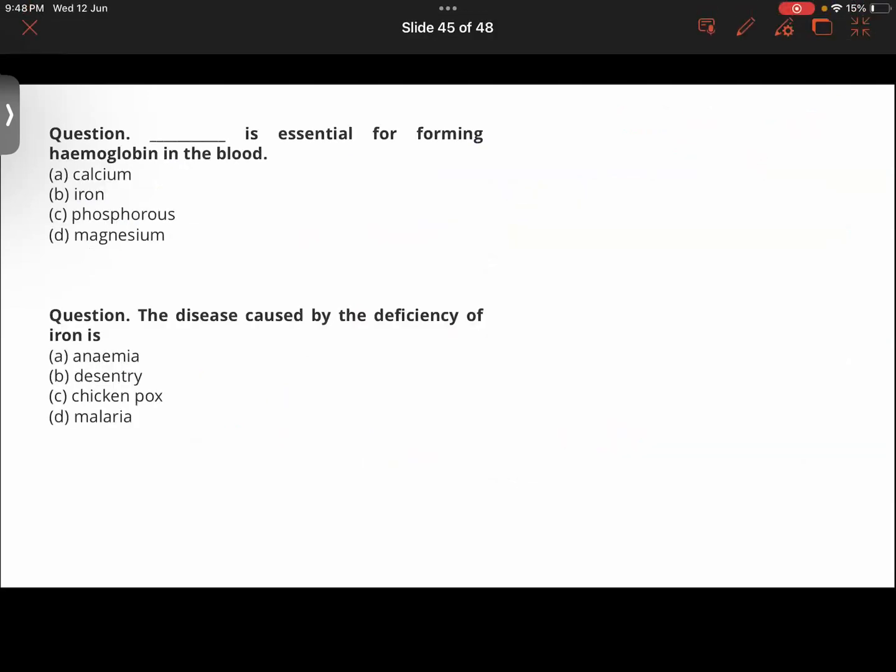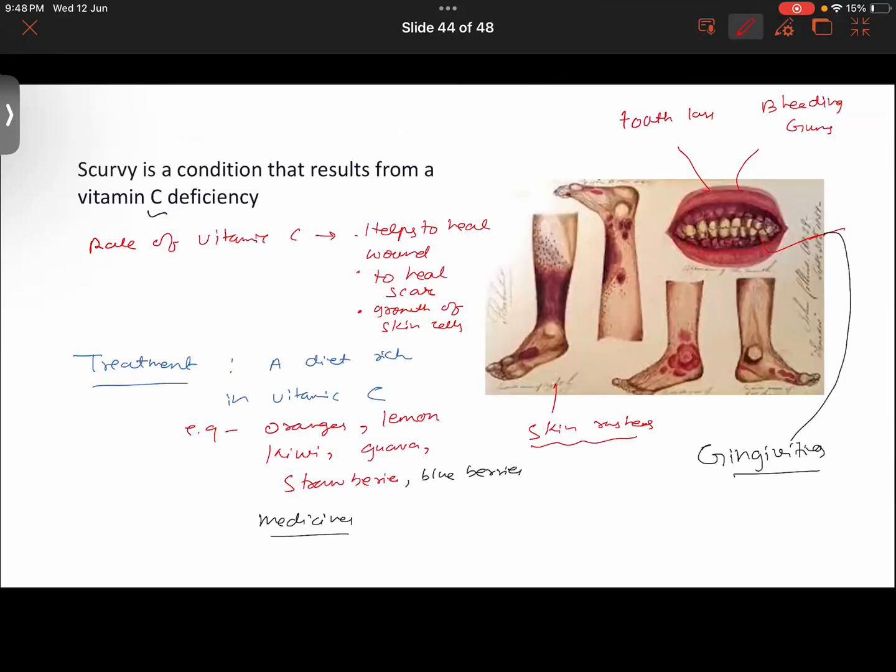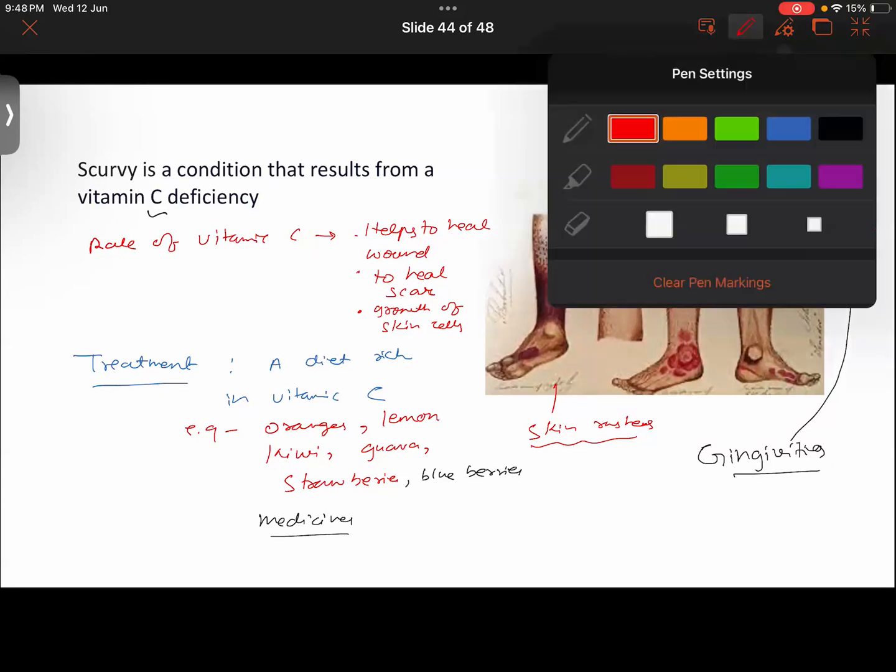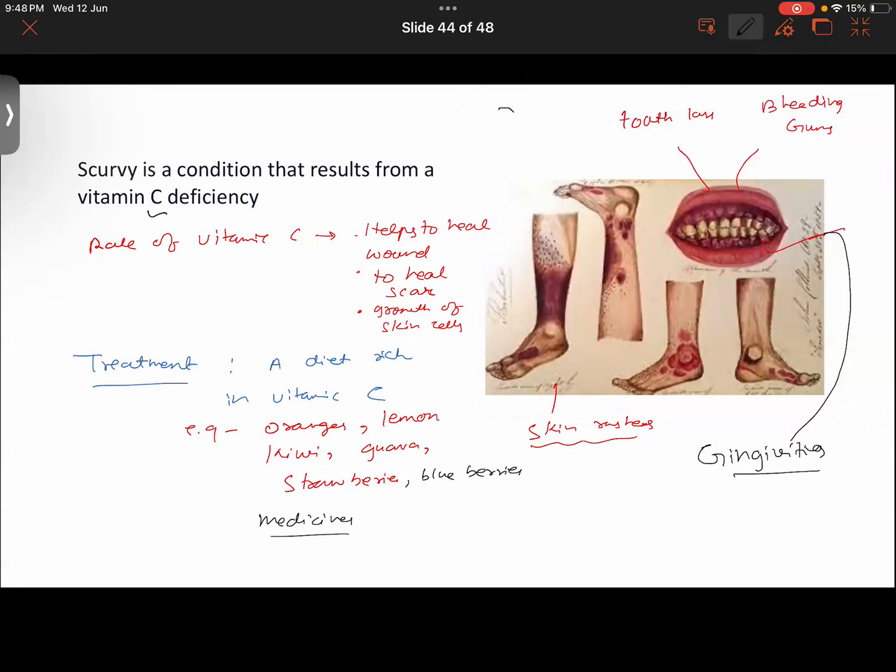Hope you're getting it. Sir, can you say what is scar? Okay, what is scar? See, basically the thing is that whenever there would be an injury, say that this is a wound. So after the wound is healed, scar is left there. A mark of the wound is left. So that is what a scar is. So vitamin C can help to treat or heal that scar up to some extent.